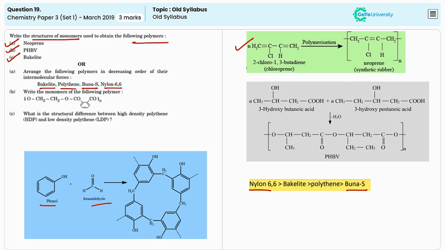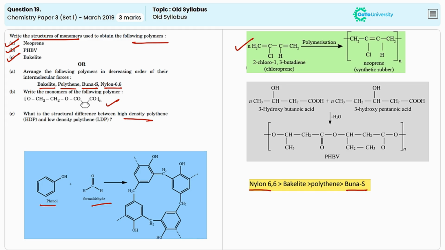The other question is to write the monomers of the given polymer. By using the structure of the given polymer, we can find out the monomers used here. They are ethylene glycol and phthalic acid. In the next one, we need to write the structural difference between high density polyethylene and low density polyethylene.